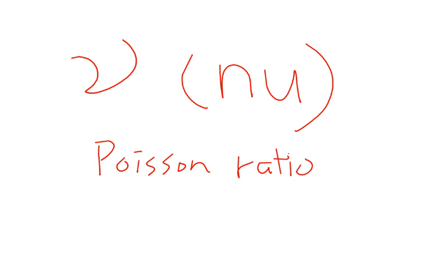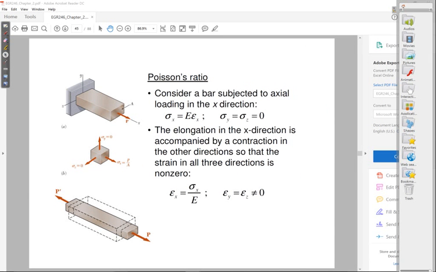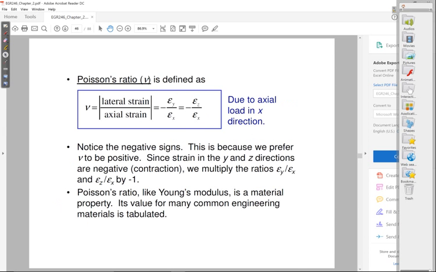And its definition is very simply the ratio of the strain in the lateral direction to the strain in the axial direction. So there it is. Okay? And what you'll notice is that there are absolute value signs around this definition. And in this example, the x direction is our axial direction. So we are pulling in the x direction and then measuring what happens in the y and the z directions.